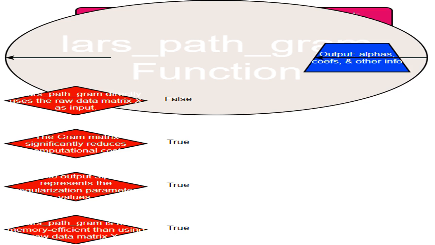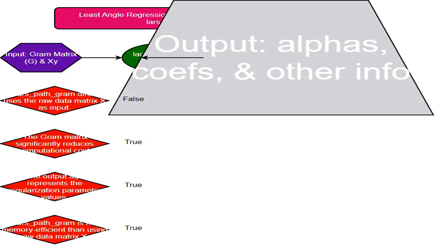It's like a shortcut. After running _lars_path_gram, I get some important results. Alphas, which tells me the strength of regularization at each step, and coefs, which tells me the importance of each variable. Think of it as getting a summary report of my investigation.